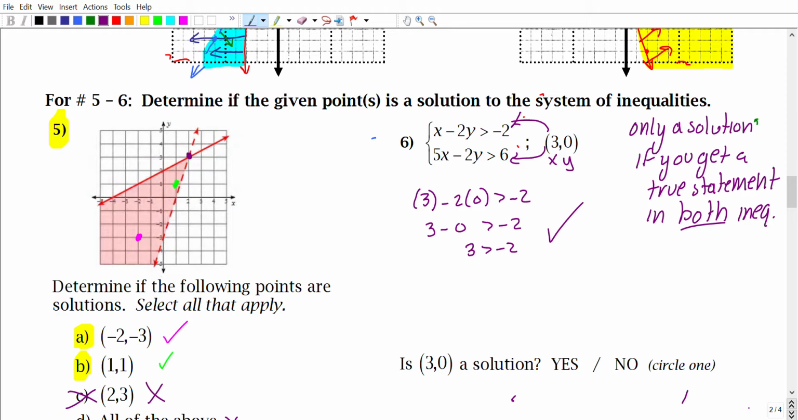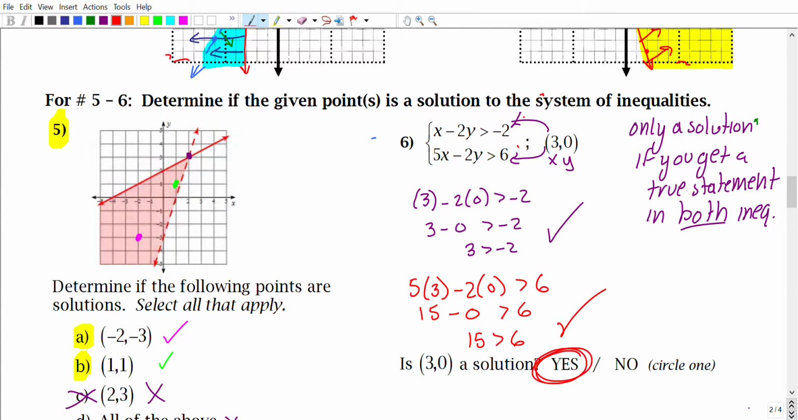So it passed one of these inequalities. So what we can do now is try out that next one, and if it also passes that one, then we are good to go. It is a solution. So let's see. We have 5 parentheses 3 minus 2 parentheses 0 is greater than 6. This is 15 minus 0 is greater than 6, or just 15 is greater than 6. Is that a true statement? Is 15 greater than 6? Yes, it is. And hence, this is a solution. Yes, it is a solution.